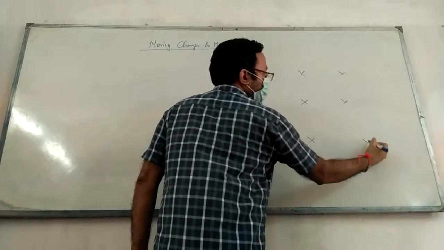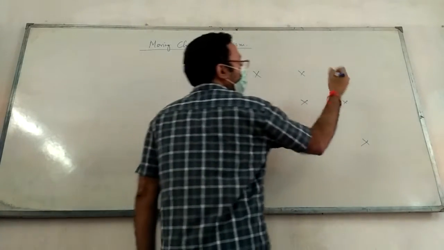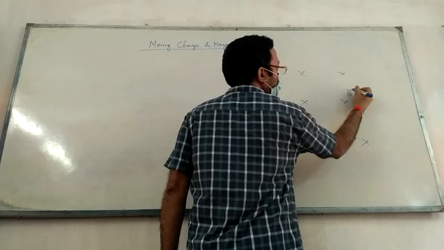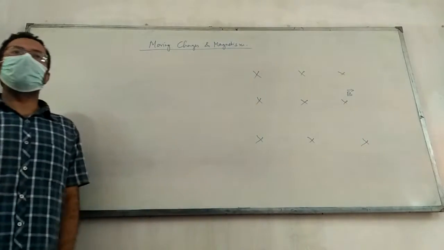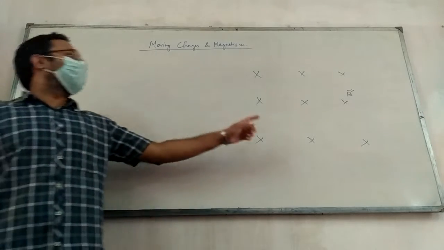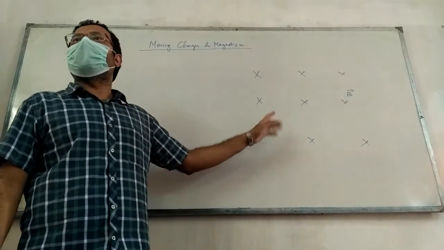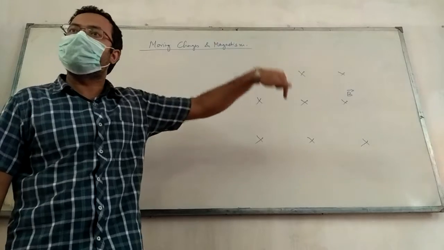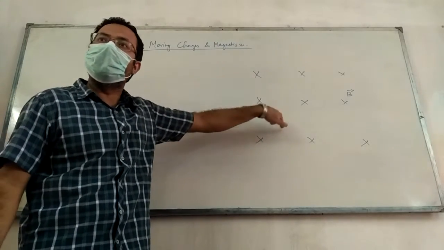These cross marks represent the direction of magnetic field in a region. So now, a cross mark representing the direction of magnetic field means the magnetic field lines are going into the plane of the board.